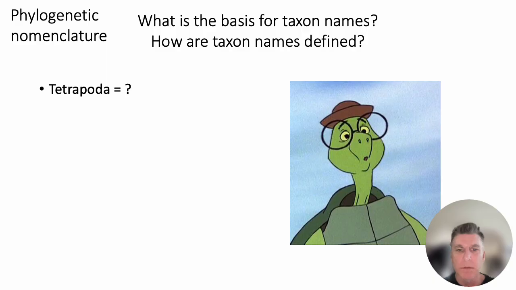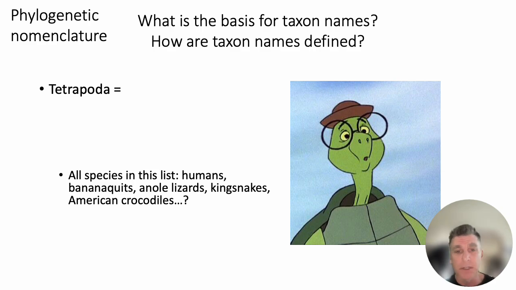Okay, now getting to our subject matter for today: phylogenetic nomenclature, specifically what's the basis for taxon names, how are taxon names defined. So let's take the name Tetrapoda. That's a name that's probably familiar to everybody before you ever took this course. Tetrapods, right? So how do we define that name? If we're saying Tetrapoda is a thing in biology, what is the definition of that?